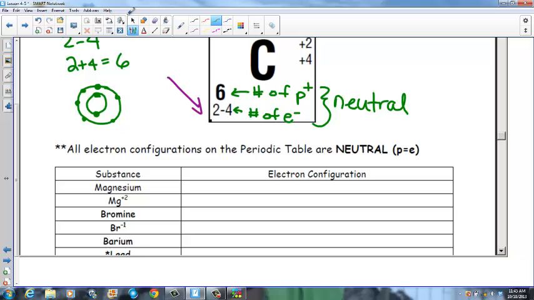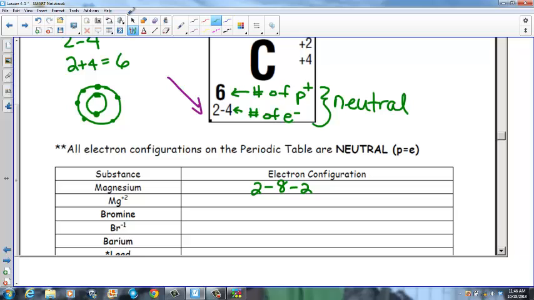So for magnesium, the periodic table says it's 2-8-2. So there are 1, 2, 3 principal energy levels, and the first energy level has 2 electrons, the second energy level has 8, the third energy level has 2 electrons. Now if we add this up, we get 2 plus 8 is 10, plus 2 is another 12. Check your periodic table. The atomic number is 12, so we have 12 protons. We're going to have 12 electrons, and that matches.